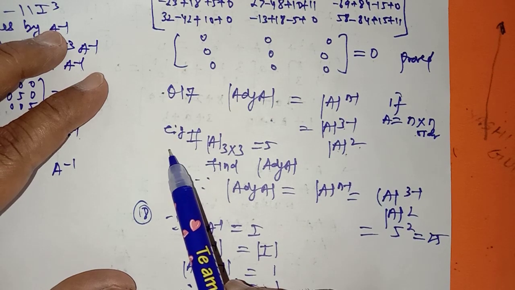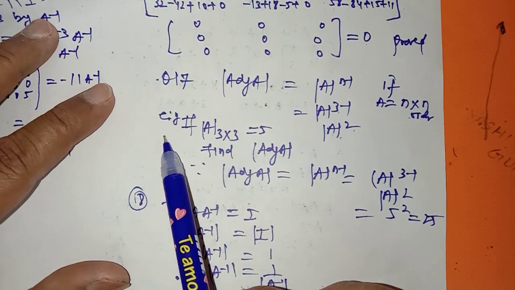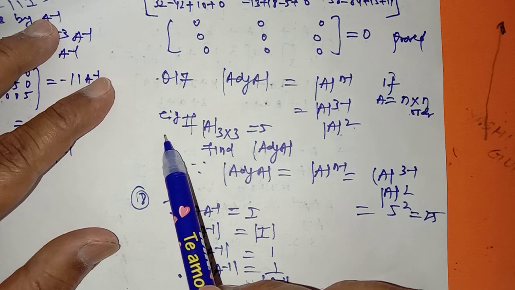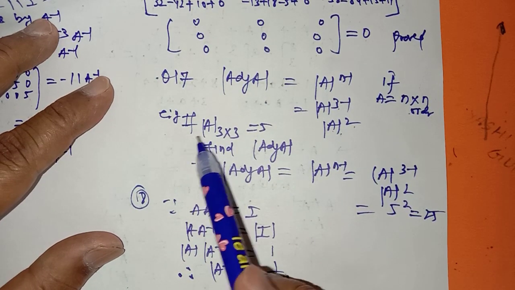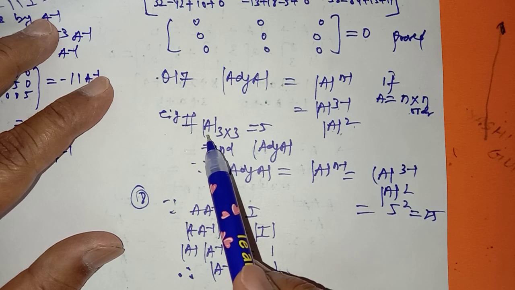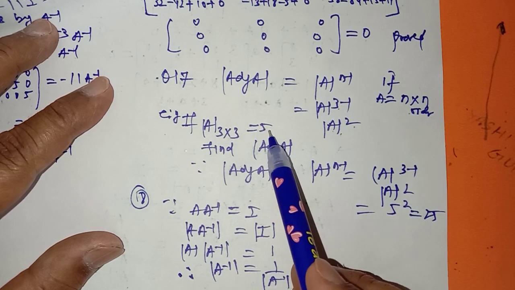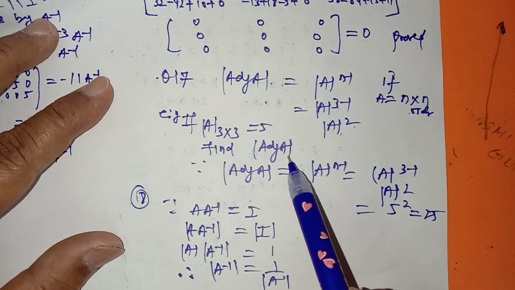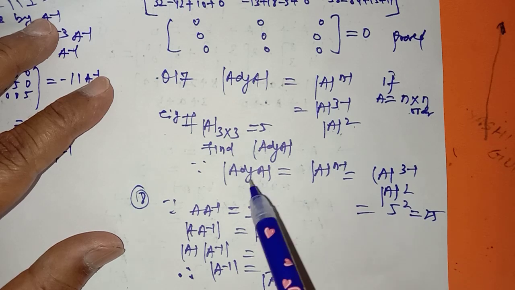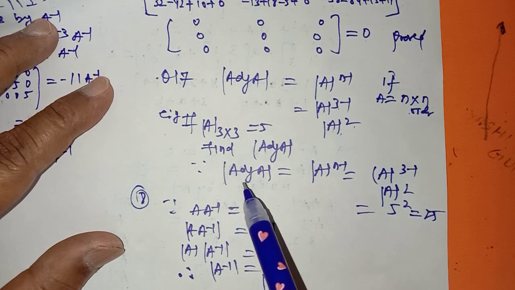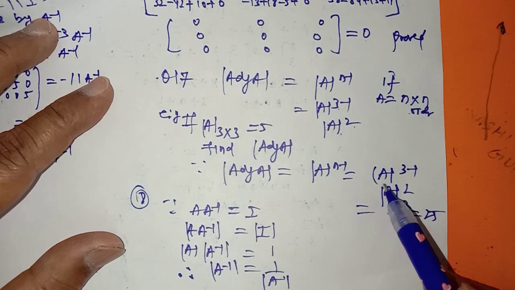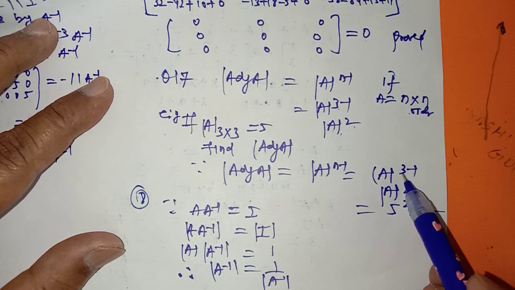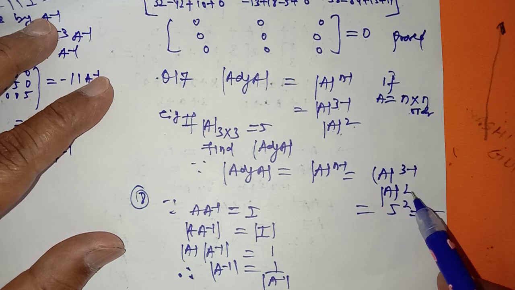Now I've taken an example which can be there in your examination. A 1 mark question can be there. The question is like this: if there is a determinant of 3 by 3 order whose value is 5, you have to find the determinant of adjoint A. So we have just learned the formula: determinant of adjoint A is equal to determinant of A to the power n minus 1. So for 3 by 3 order, n is 3, so it is determinant of A squared.